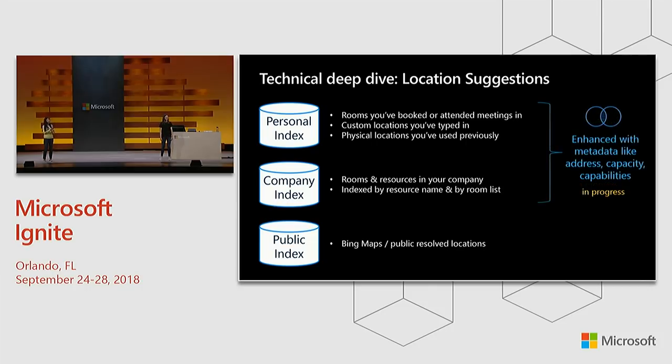And for the top two, we're looking to enhance all of these internal places with metadata about address, capacity, and capabilities. So in the future, you'll be able to filter by the number of people, but also whether or not a room has AV, for example. These are things that people have been asking for a while, and that's also in progress. So just wanted to let you know what we have now, and what's on our roadmap for surfacing even better location suggestions in the future.